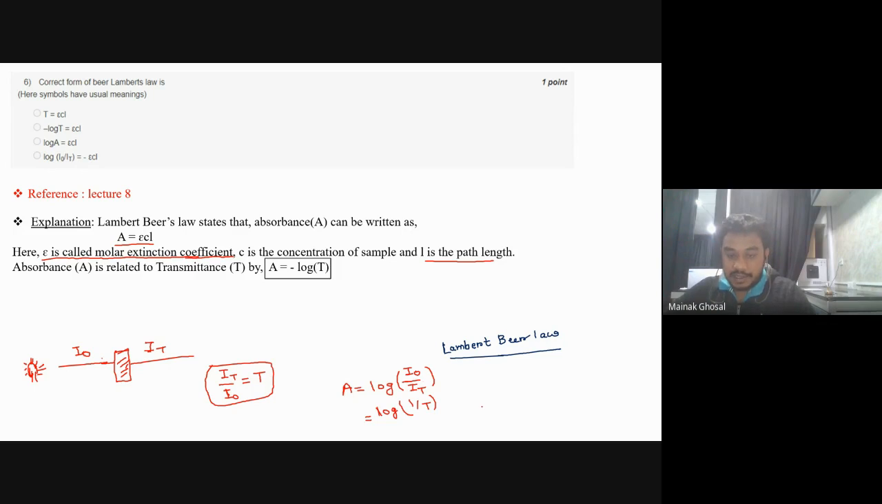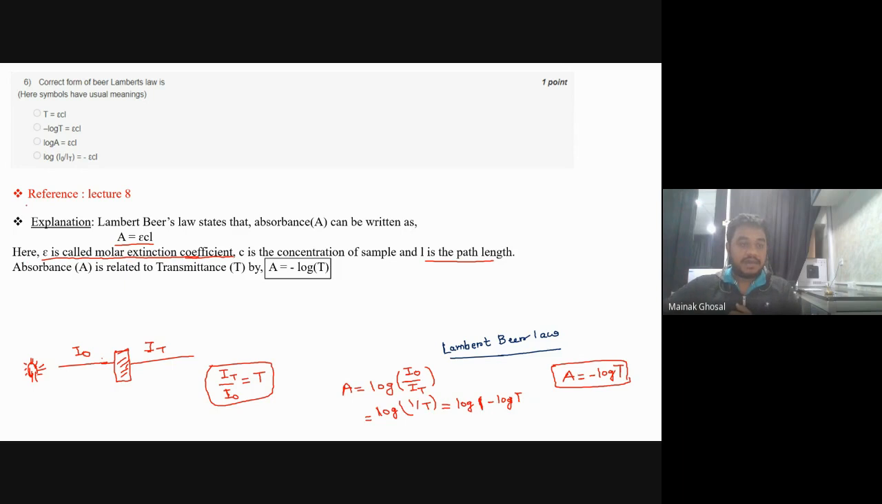So what should be the relation now? Your A will be log 1 by T. You know log a by b can be written as log a minus log b. The same thing happens here: log 1 minus log T. Log 1 is nothing but 0. So your final answer is A equals minus log of T. So this is the relation between the absorbance and the transmittance: A equals minus of log of T.